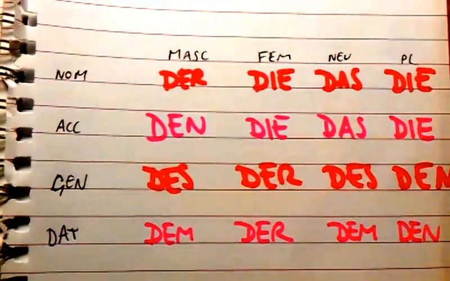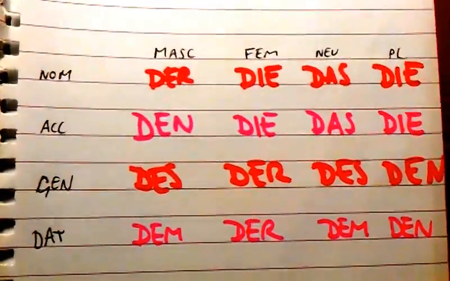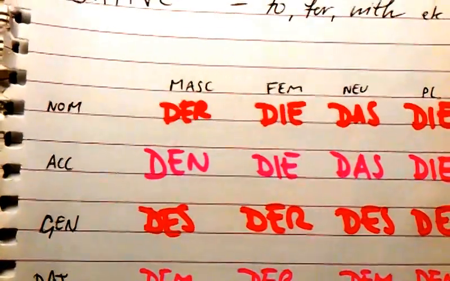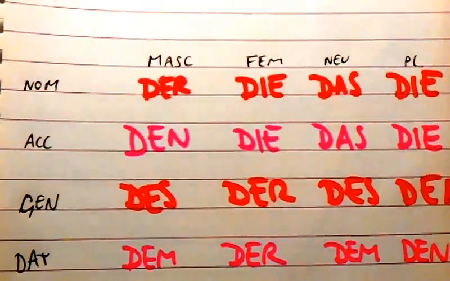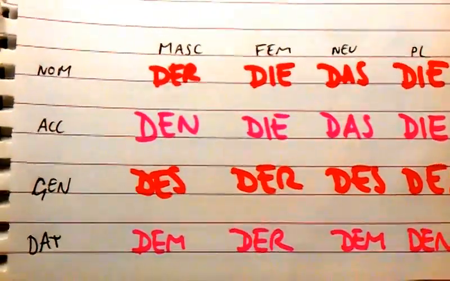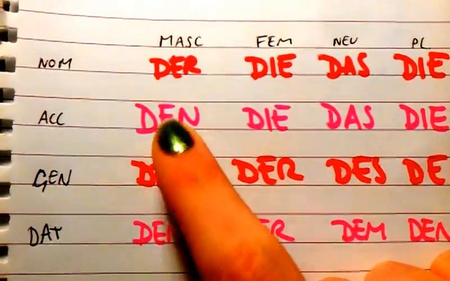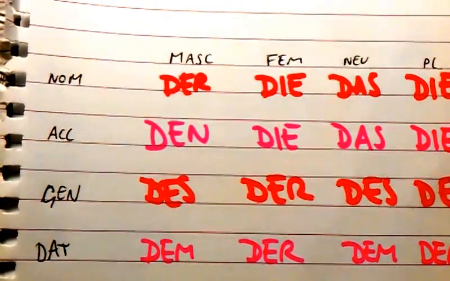Now with nominative, nominative is like the normal standard case, the basic root one. So that's der, die, das, die. Accusative, only the masculine form changes. This is, remember, something being done to.